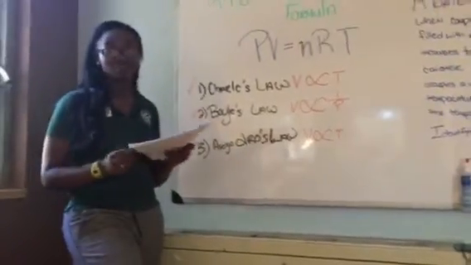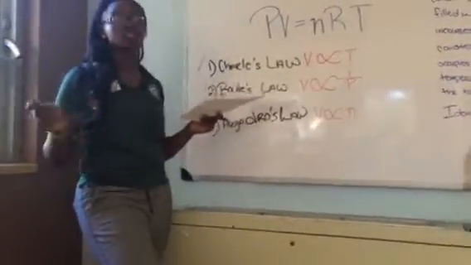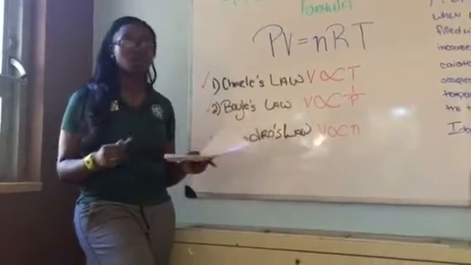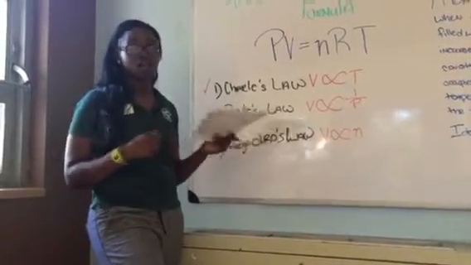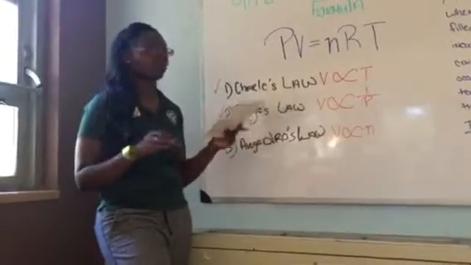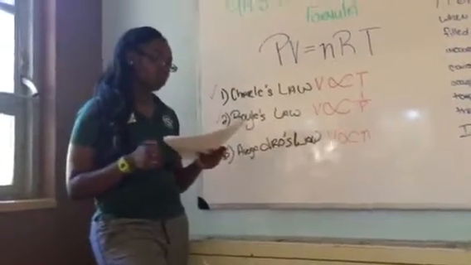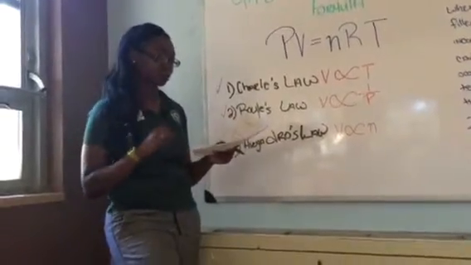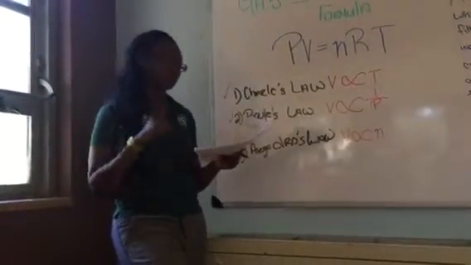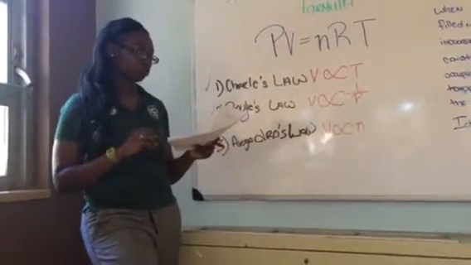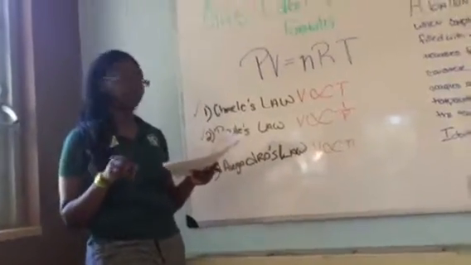Alright, this is the last law we'll learn today, and all these laws relate back to the ideal gas equation. So keep that in mind when you're doing your formulas, that all of these go along with this one. Avogadro's law basically states that the volume of a gas at constant temperature and pressure is directly proportional to the number of moles of the gas. Remember, these constants are super important.